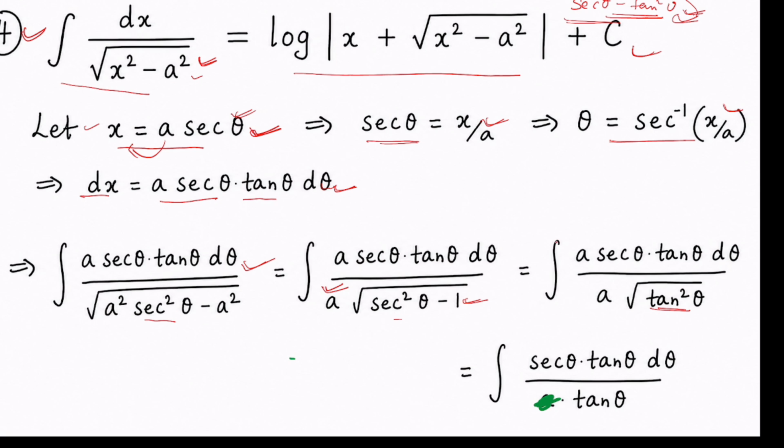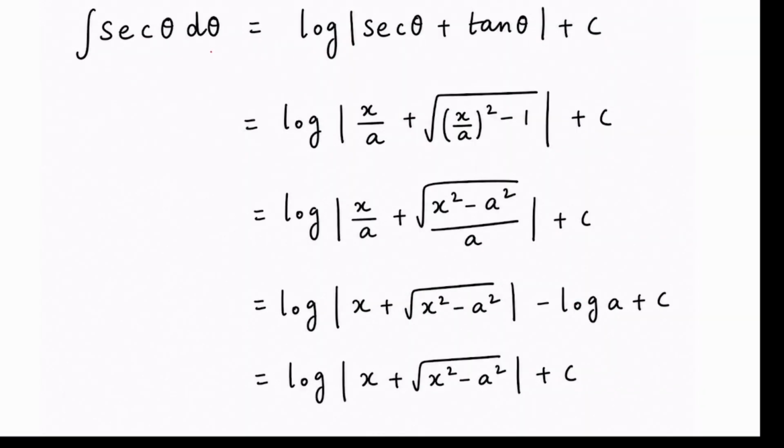Next, after applying this formula, we get the integration of tan square theta. Again, square and root can be cancelled out, so I get tan theta here. Also a we can cancel out, so that I get this expression here. Again, we can cancel tan theta, so that secant theta is the remaining part. Here you can see we have secant theta, and the integration of secant theta we can get from this formula here.